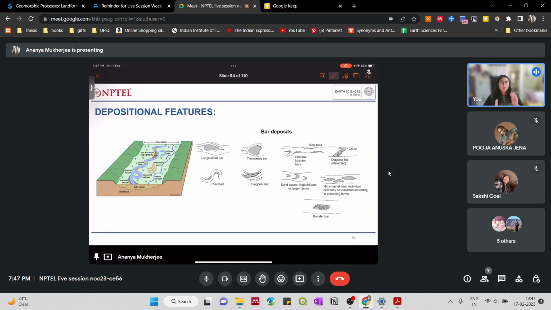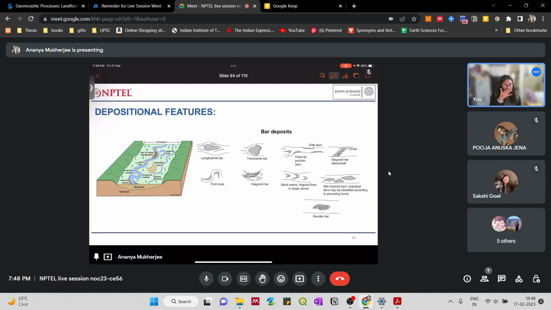Now we come to the depositional features. The first kind of depositional features that we see is in the middle course of the river, where the channels are meandering, we find point bars. Bar deposits are usually forming along the channel edges or in between the channel. So you can see a longitudinal bar, where the water is flowing to the sides of this bar. You have a transverse bar, you have point bars. Point bars are the ones that are being created at the edges of the channel. Or then you have a diagonal bar.